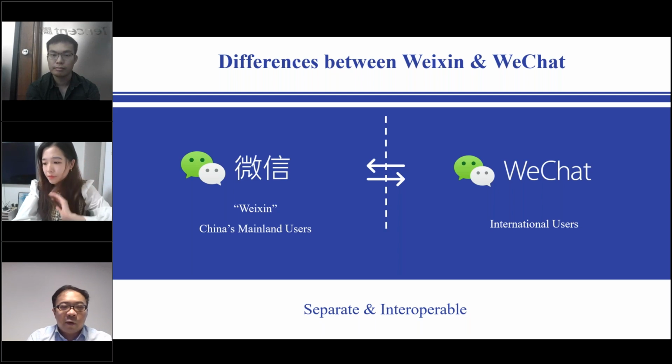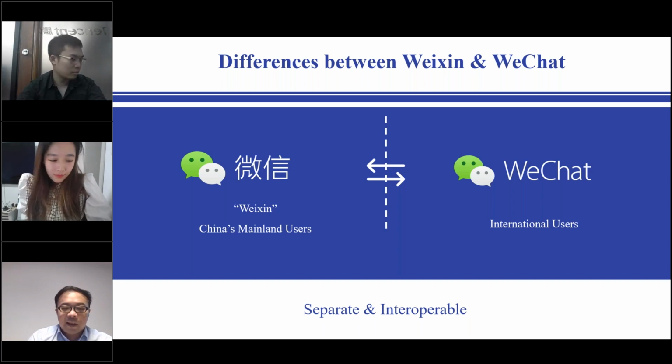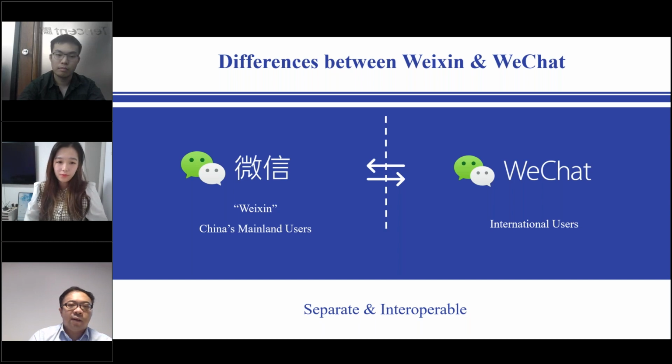Basically, Weixin is mainly for China's mainland users, and WeChat is for international users. These two apps are separate but interoperable, which means that they apply different terms of services. They have different privacy policies, etc. While Weixin and WeChat users can seamlessly chat together and use common functions such as moments, official accounts, etc. So basically, it allows mainly Mandarin speakers to communicate with each other, both in mainland China and outside.